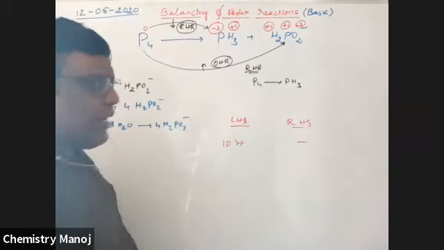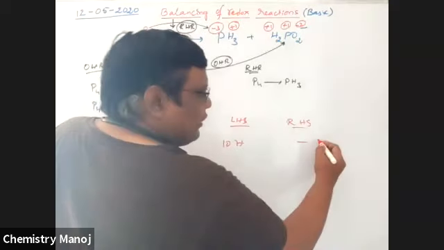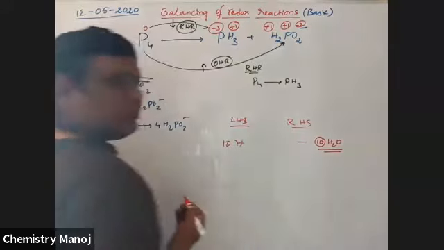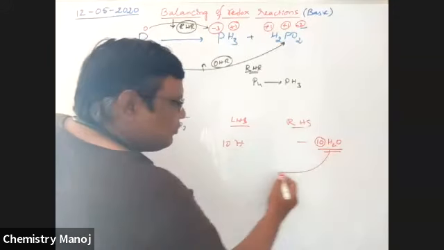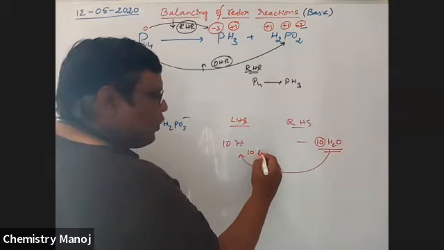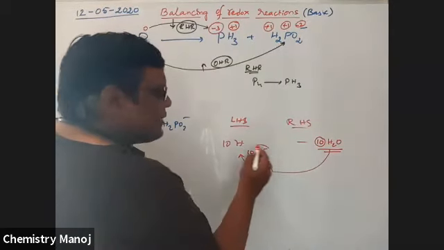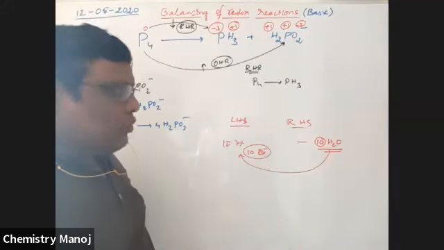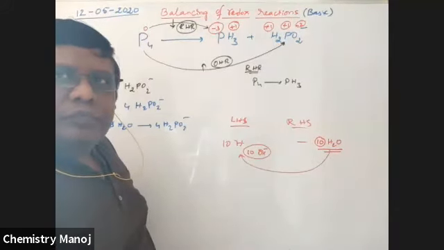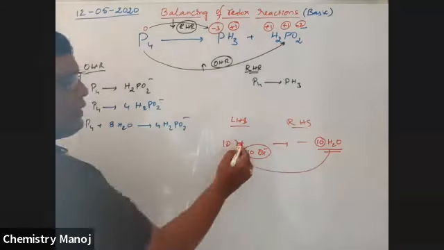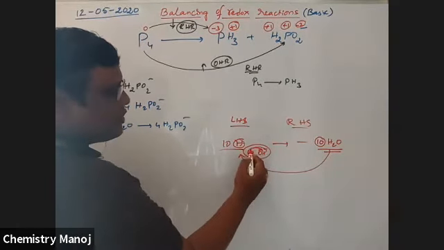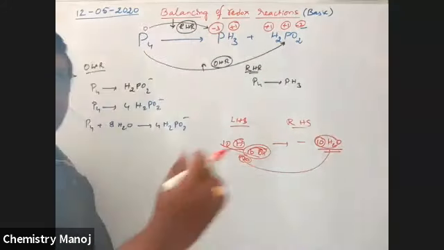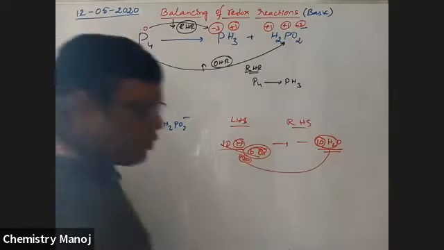In the direction in which hydrogens are short, the required number of water molecules are added on the shortest side. At the same time, the same number of OH minus ions are added on the excess side: OH minus on the excess side, H2O on the shortest side. Now it is balanced: 10 hydrogens, overall 20 hydrogens, 10 into 2, 20 hydrogens. Balanced.